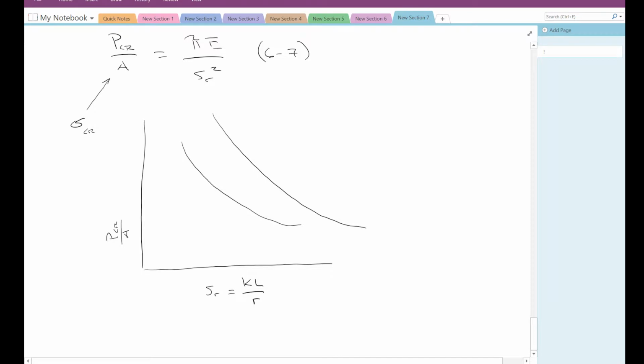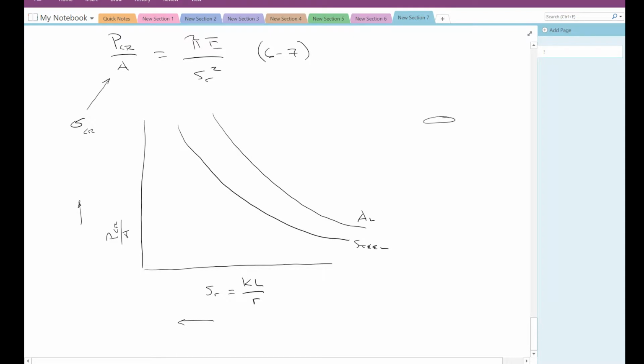Now these are arbitrary lines. There's no numbers or actual data associated with what I'm drawing. There's actual data and actual graphs out there. But I'll just say that maybe this is aluminum and maybe this is steel. If we look at this formula, as our slenderness ratio approaches 0, our critical buckling load divided by our cross-sectional area will move to infinity.